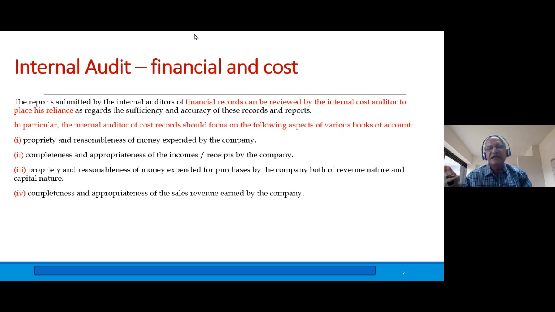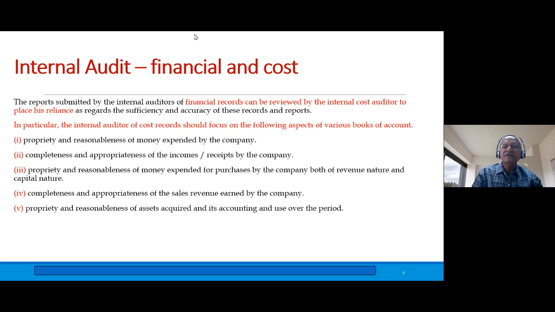Completeness and appropriateness of the sales revenue earned by the company. Again, the entire sales and then your receivables and your working capital management, anything and everything connected with that. Propriety and reasonableness of assets acquired and its accounting and use over the period. All the accounting of all the assets. So it is not just only the long-term assets, even your short-term assets, so working capital, your long-term assets. So in a way, assets includes your investments also. So anything to do with your asset side. So asset side, income side, expenditure side, liability side for the money expended. So it covers everything.